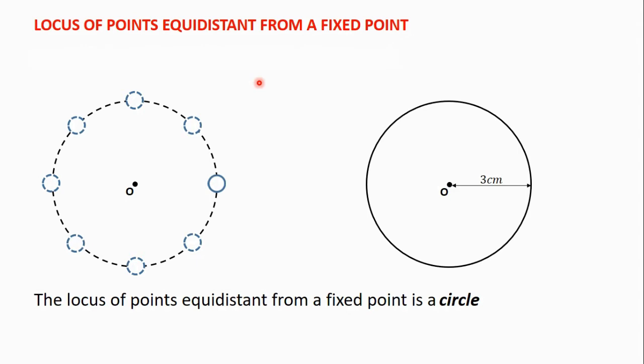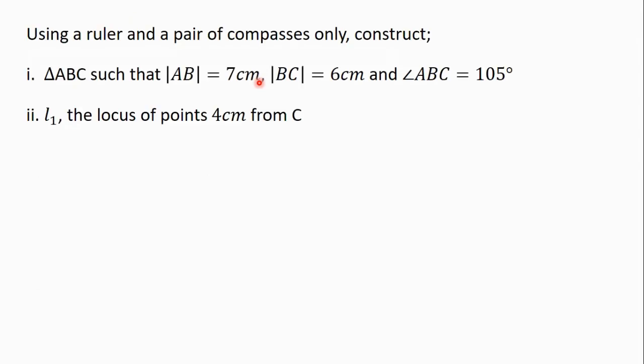Let's apply what we have learned here to solve some questions. We are going to solve two of them. Here is the first one. Using a ruler and a pair of compasses only, construct I, triangle ABC, such that the side AB is equal to 7 centimeters, the side BC is equal to 6 centimeters, and angle ABC is equal to 105 degrees. II, construct L1, the locus of points 4 centimeters from C.